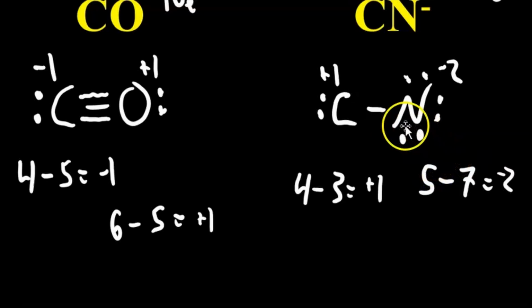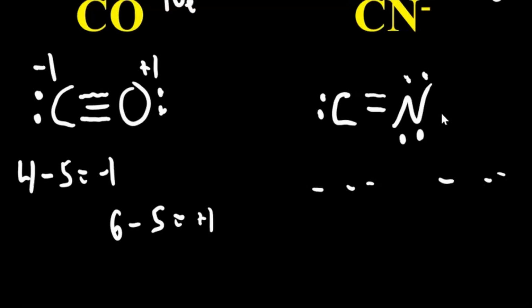-2, okay. Now we need 2 complete octets. Nitrogen has a complete octet, but this carbon doesn't. See, there's only 4 electrons around this carbon. So it needs more electrons. It's going to grab those from nitrogen. So I'm going to take these 2 right here and make a double bond. Get rid of our charges here. And how does this look?